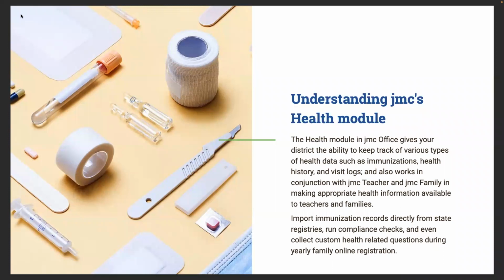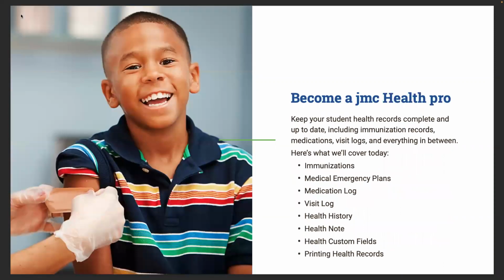The health module in JMC Office gives your district the ability to keep track of various types of health data, such as immunizations, health history, and visit logs, and also works in conjunction with JMC Teacher and JMC Family in making appropriate health information available to teachers and families. Import immunization records directly from state registries, run compliance checks, and even collect custom health-related questions during yearly family online registration. Keep your student health records complete and up to date, including immunization records, medications, visit logs, and everything in between.